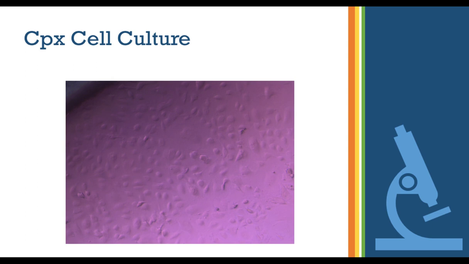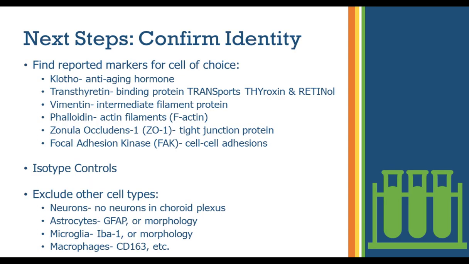Because yes, these cells are epithelial-like in nature, we can't conclusively say that they're choroid plexus epithelial cells at this point. So the next thing we had to do, again, was validate them and confirm their identity. Now we can do this by finding literature-reported markers for the cells of choice.